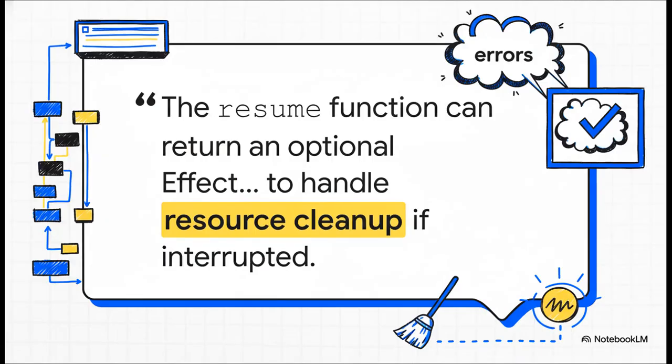But this is where it gets really powerful. Effect.async isn't just about handling errors. It can also return a cleanup effect. So what does that mean? Well, think about it. A user clicks away from a page while a file is uploading. If your operation gets interrupted, Effect will automatically run your cleanup logic for you, like closing that file or aborting the network connection. That's incredibly robust resource management just built right into the system.